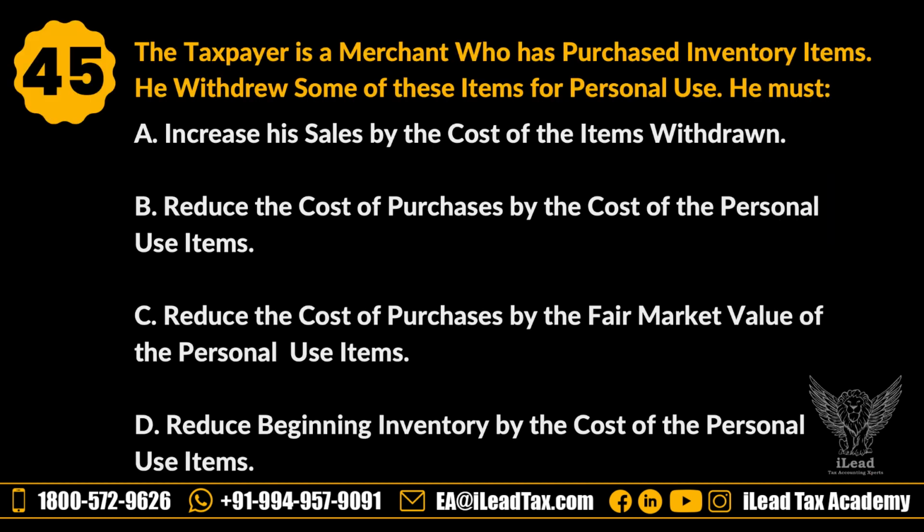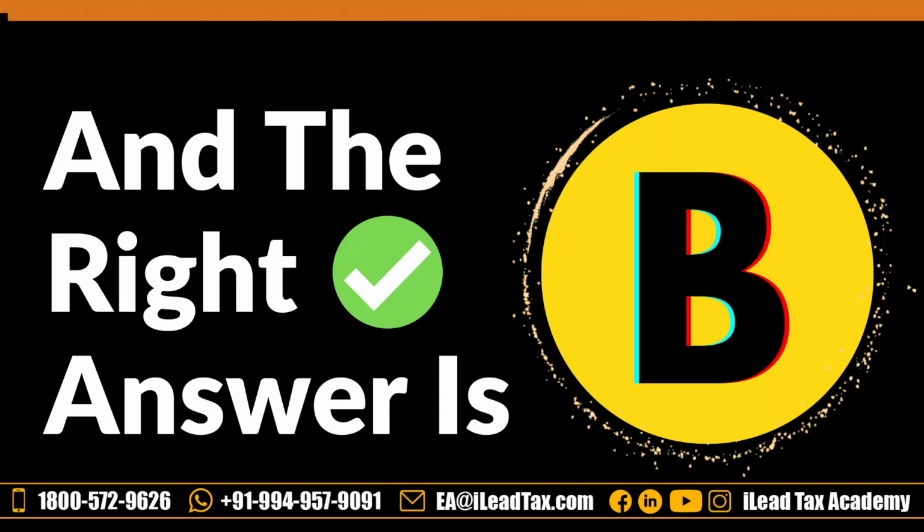The taxpayer is a merchant who has purchased inventory items. He withdrew some of these items for personal use. He must A. Increase his sales by the cost of items withdrawn. Option B. Reduce the cost of purchases by the cost of the personal use items. Option C. Reduce the cost of purchases by the FMV of the personal use items. Option D. Reduce beginning inventory by the cost of the personal use items. Let's see the answer. The answer is B.